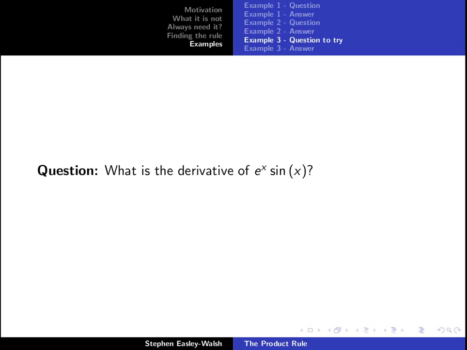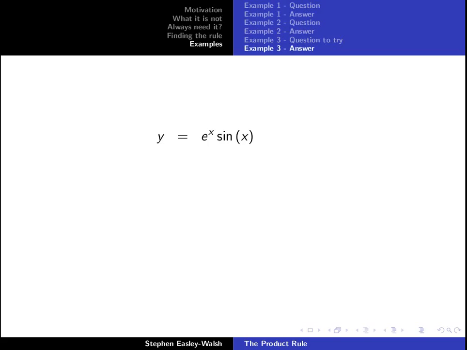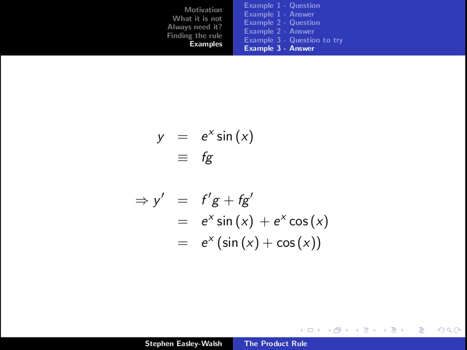y equals e^x sin x is of the form f times g. And so we use our rule again. f'g plus fg'. So beginning, the derivative of e^x is e^x. Keep sin x the same. Plus keep e^x the same. And the derivative of sin x, which is cos x. e^x is in common to both terms. I shall factor this out, giving me an answer of e^x times (sin x plus cos x).